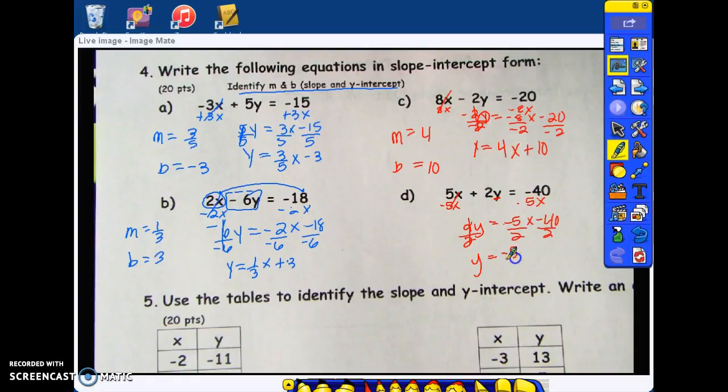Negative 5 divided by 2 does not give me a whole number, so I'll leave it as a simplified fraction. And negative 40 divided by 2 is negative 20. So m is negative 5/2. B is negative 20.